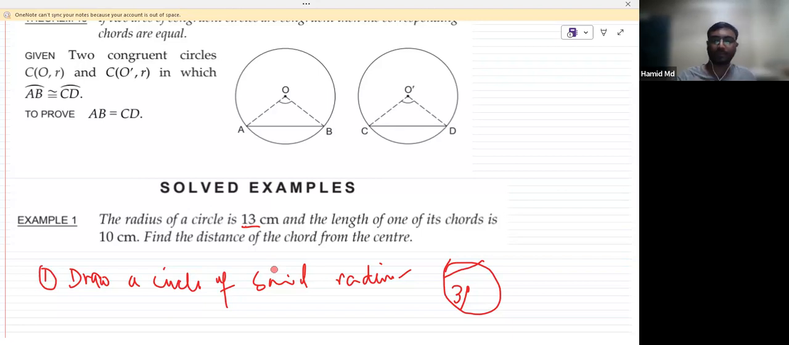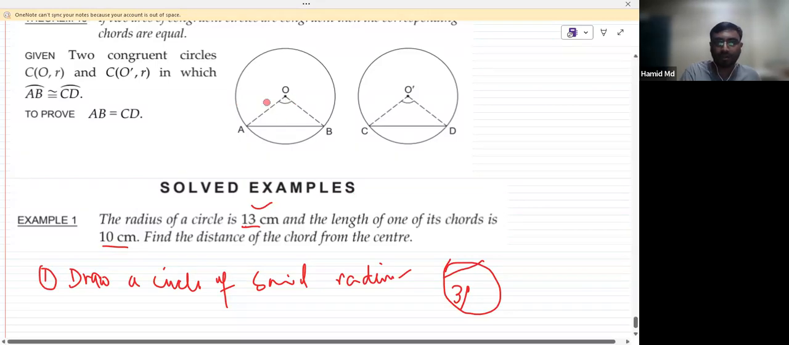Okay, so the radius is say 13 centimeter and the length of the chord is 10 centimeter. The question is: find the distance of the chord from the center. This is the center. You have to find this length. Got the point? To proceed further.